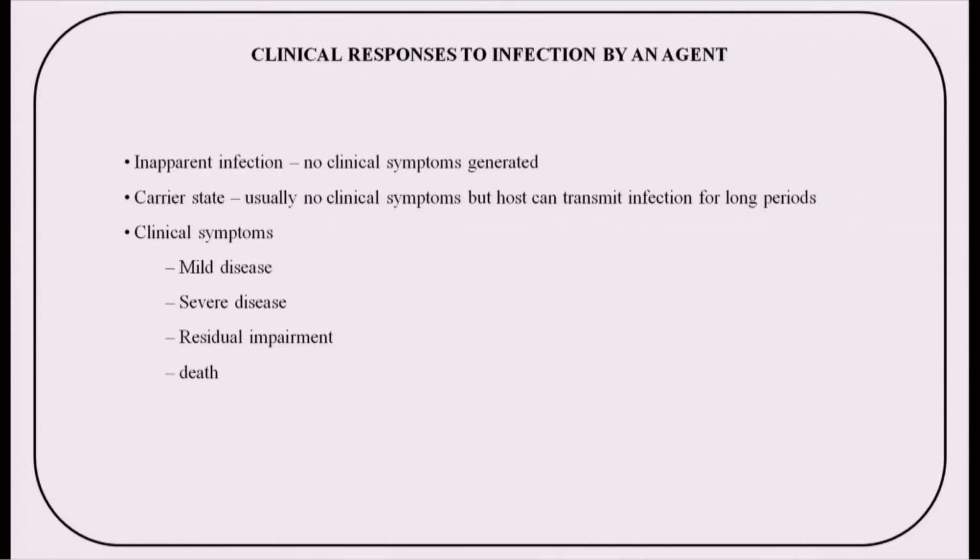Coming to the clinical symptoms, where we come across day in and out, the patient may come with a mild disease, or the patient may come with a severe disease, and sometimes the residual impairment and even mortality. So, this type of cases where the response to the infection by an agent, again if you see here, it depends on the immunity of the patient and how virulent is the organism and it is causing damage to the patient, and also the supportive conditions which the patient is having. So, all these factors are very important.